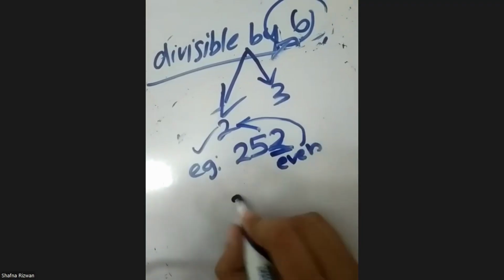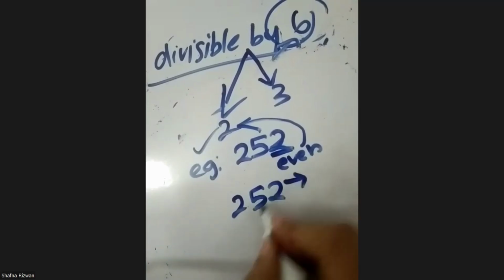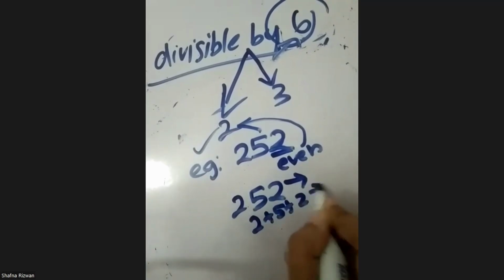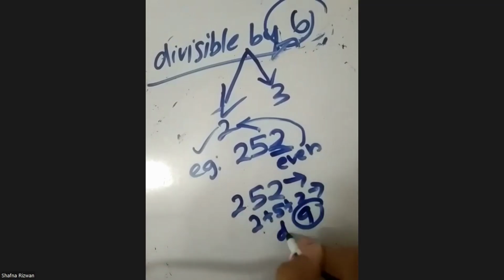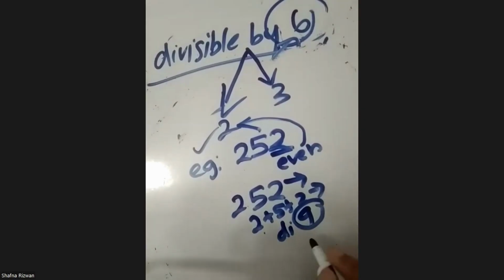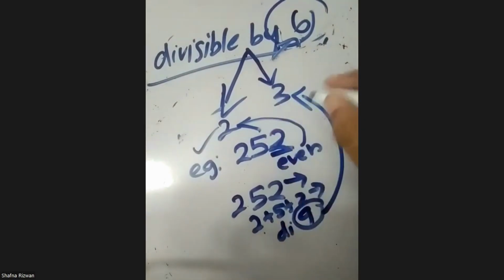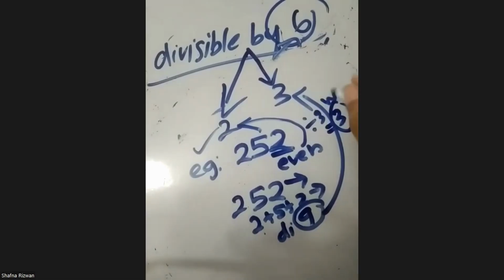And then 252, what should you do to find whether this is divisible by 3? Find the digital root. 2 plus 5 plus 2 is how much? 2 plus 5 is 7. 7 plus 2 is how much? 9. So 9 is your digital root. Now tell me whether this 9 is divisible by 3. 9 divided by 3 is how much? You're getting 3. So you're getting a whole number, so your remainder will become 0. So this 9 is divisible by 3.